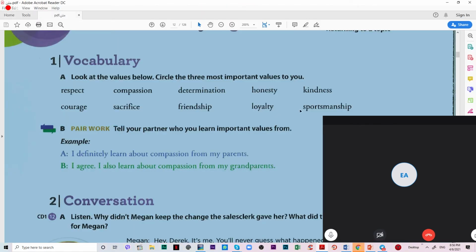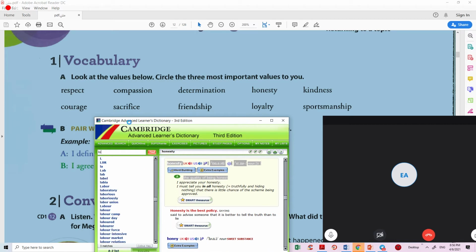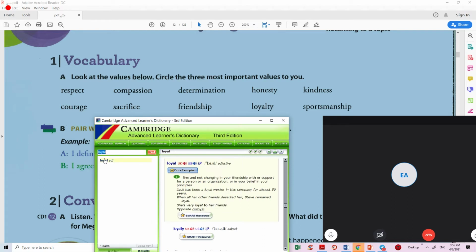We have loyalty. Loyalty means being loyal. Let us see the meaning of loyalty. It means being loyal to someone and standing with him in difficult times. Firm and not changing in your friendship, and support for a person or an organization, or your belief in your principles.